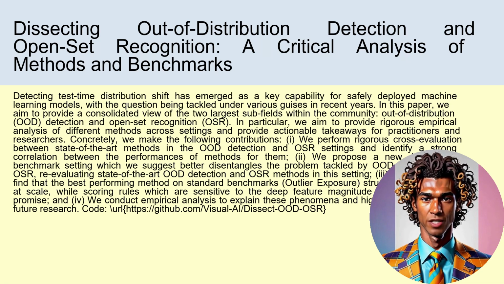This research is significant because it could lead to safer, more reliable machine learning models that can better handle unexpected data. Imagine self-driving cars that can identify not only traffic lights, but also unfamiliar objects on the road, or medical devices that can flag potential issues even if they haven't encountered them before. That's the kind of impact this research could have.